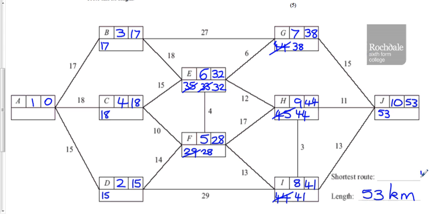Because J was the end, I'm going to write that one last. And we must have travelled along GJ, so G must have been visited before J. We continue doing that, finding the edges where the difference in the final values is equal to the edge. Up here, of course, 38 take away 17 is not 21, so it's not that one, but the other one does work. 38 take away 32 is 6, so we do travel along EG. So we visited E before G.